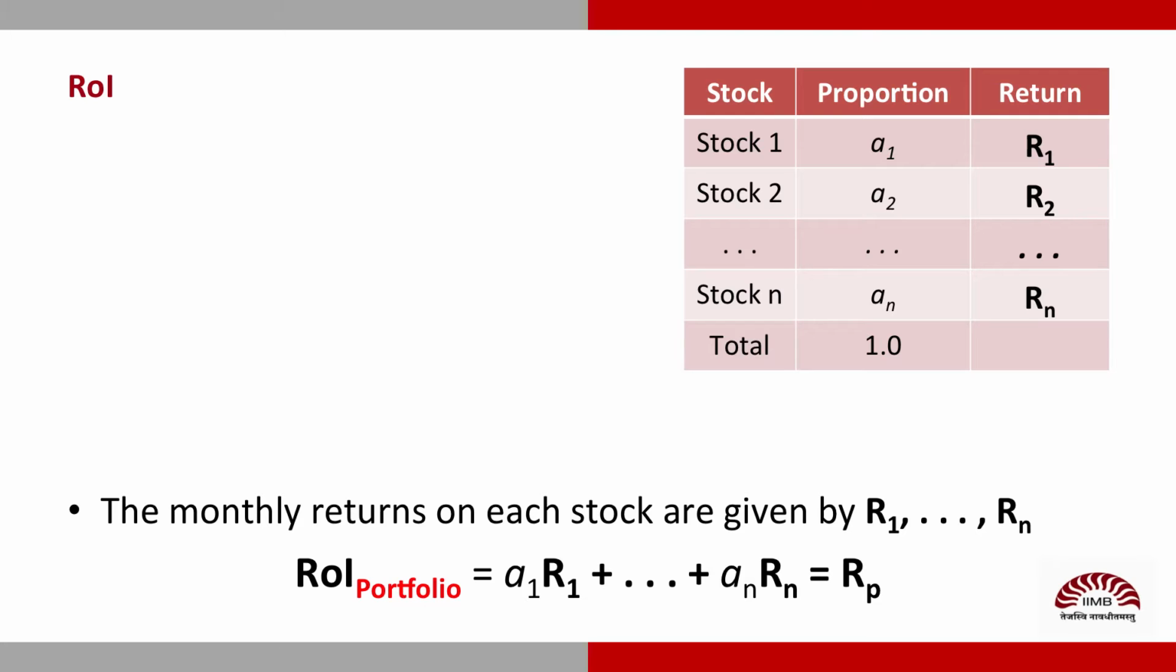You're absolutely right. Now the ROI for the portfolio is yet another random variable. We have it as the sum A1 times R1 plus so on plus An times Rn. Let's call this the return of the portfolio, which is Rp. With every random variable, we are interested in two key parameters. Its mean and its variance?